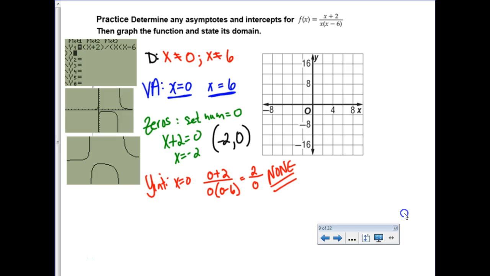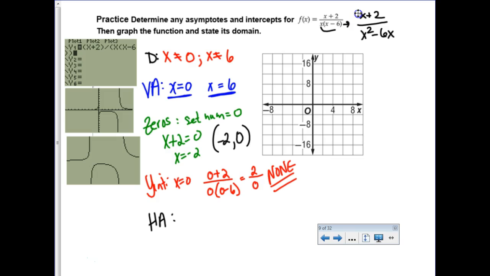And then finally, let's talk about the horizontal asymptotes. Now, a bit of a bummer. They had it already factored for me, and horizontal asymptote inspection is really easiest if everything's in standard form. So I'm just going to throw these together real quick. I'm going to call this (x plus 2) over (x squared minus 6x). That's the same thing as the original problem, just unfactored.